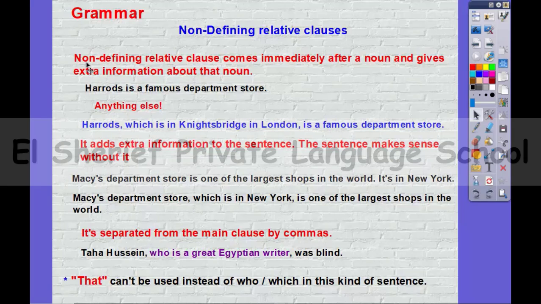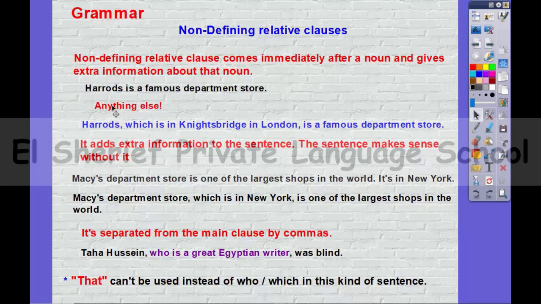So from today's title, we can note that it is non-defining relative clauses. And it is obvious that it is going to be completely the opposite of what we have discussed before with the defining relative clauses. So look at this here. A non-defining relative clause comes immediately after a noun and gives extra information about that noun. So it gives us extra information that is not important.